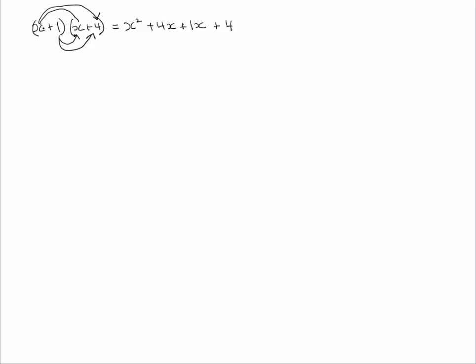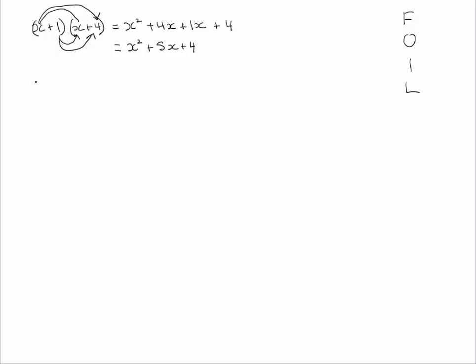Each time we're doing this, we're multiplying the terms together. Collecting our like terms, we have x squared plus 5x plus 4. So don't forget, first, outside, inside, last.